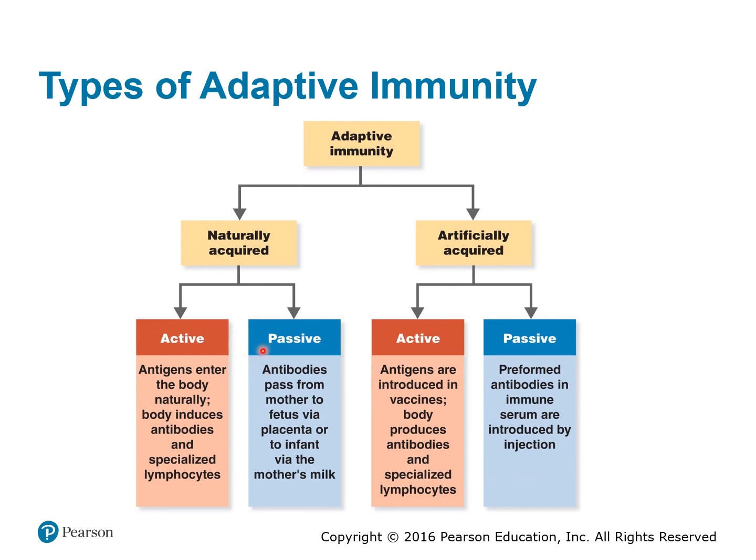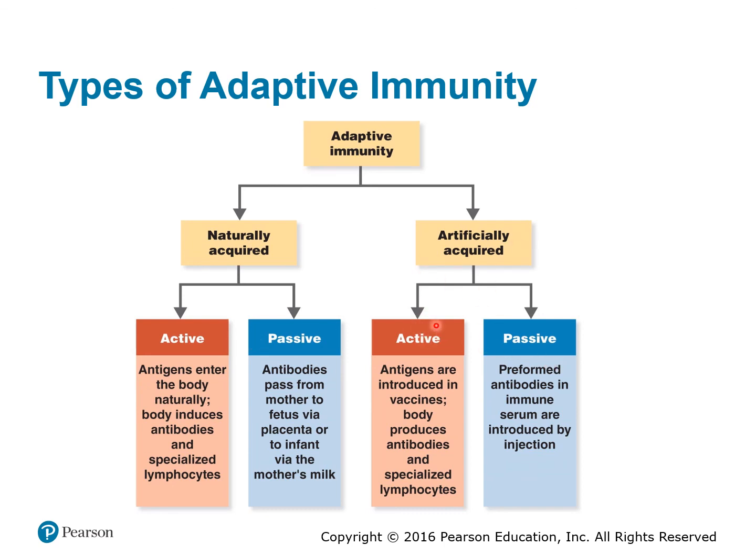How can you acquire antibodies in a natural, passive way? If, for example, a mom passes on her own antibodies to her fetus via the placenta. In this case, the fetus is not making its own antibodies, it's getting them from the mom, and therefore we refer to it as passive.